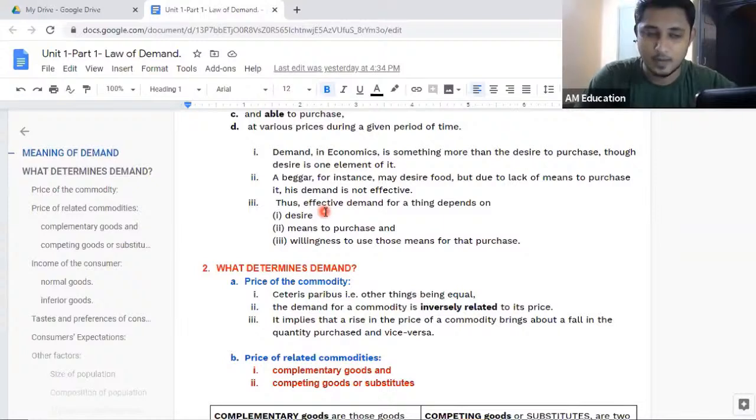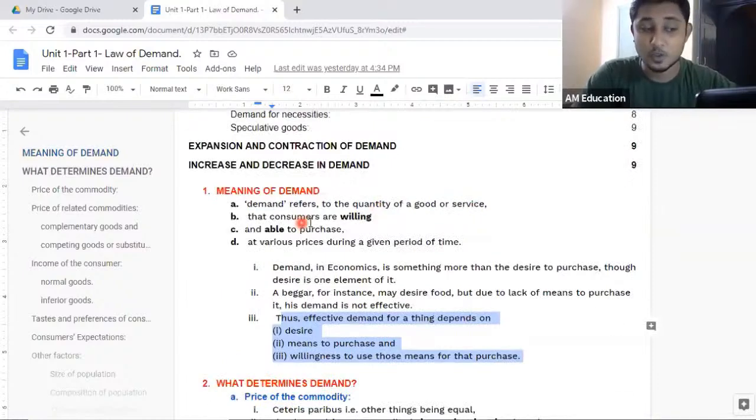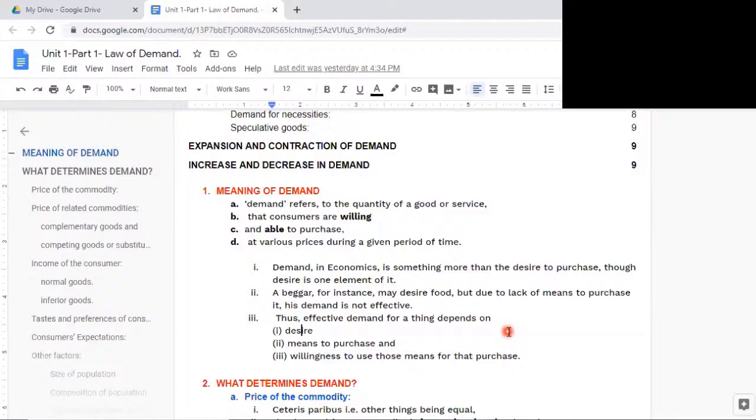Understood the meaning of demand? Yes, sir. Lovely. So next time when I ask you, or anyone asks you, or you are in a position to explain demand, please explain this. Or you could just say demand refers to the quantity of goods or services that the consumers are willing and able to purchase. Or this is a better one: effective demand for a thing depends on the desire, means to purchase, and the willingness to use those means for that purchase. Clear? Yes or no? Yes, sir. Lovely. So what is the next thing that we have?